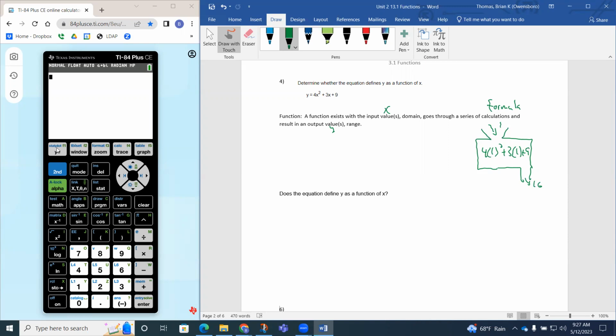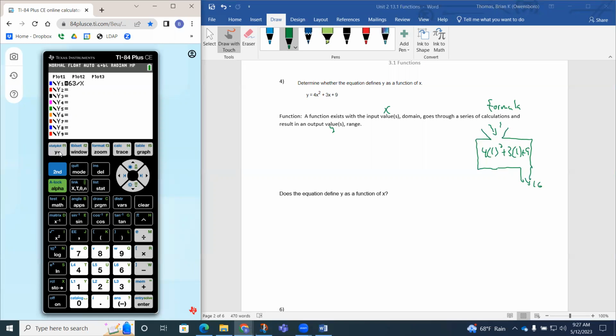If I want to look at it on a calculator, we have our function key, our y equals button. So if I hit the y equals button, if I clear this off here, I can type in my equation. 4 times x, which I'm going to use this button here for x. That's my little default. And then squared is this x squared button. And then plus 3x. And then plus 9. So if I go to the table, notice how table is in blue. So hit the second button, hit table.